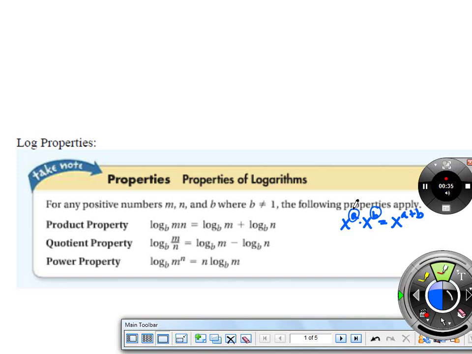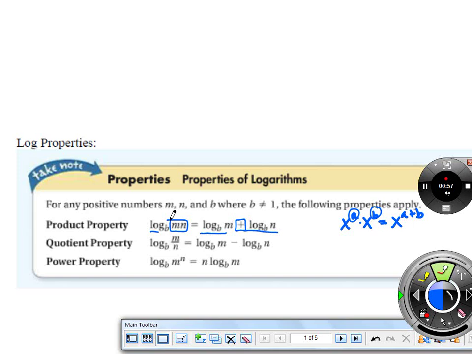So here's your similar log property. If you have two logarithms with the same base being added together, that's like having one logarithm with that base where those two quantities inside the logarithm are being multiplied. So you can see they're very related to the facts that you have for exponents. So if you're better at those, that should help you remember some of these.